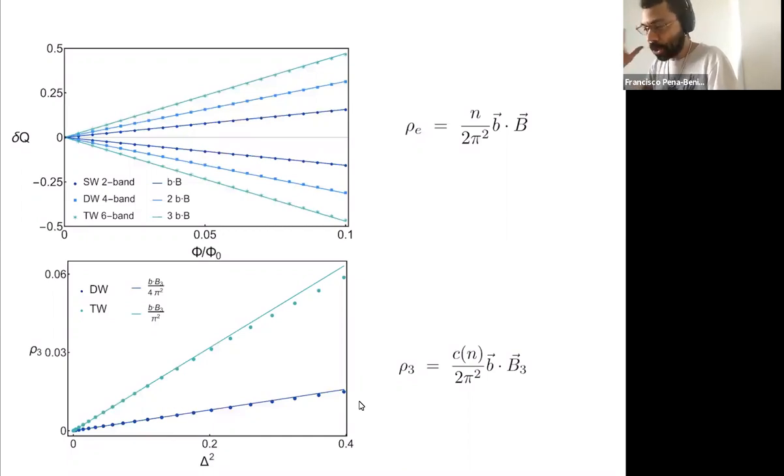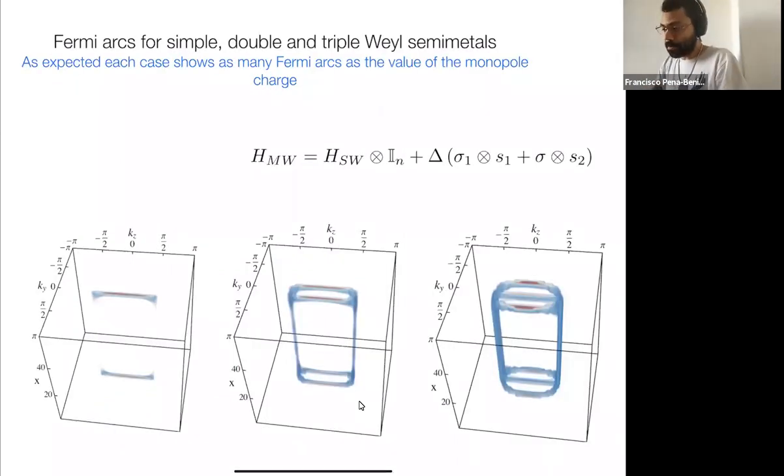Okay, cool. Of course, we don't have a clear picture of the physical interpretation of what this rho three is. We know it has to be related to some spin density or something of this kind, because in the end that SU(2) is associated with a spin degree of freedom. But certainly that's something that has to be explored in more detail. In any case, it's nice that all the field theory construction is supported by the tight binding analysis. On top of that, there is something else that we can extract from this tight binding model, and it's the Fermi arcs of the system.